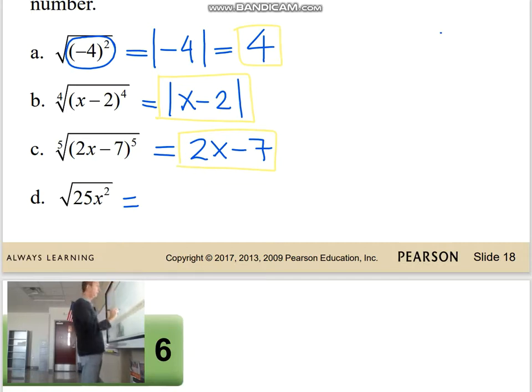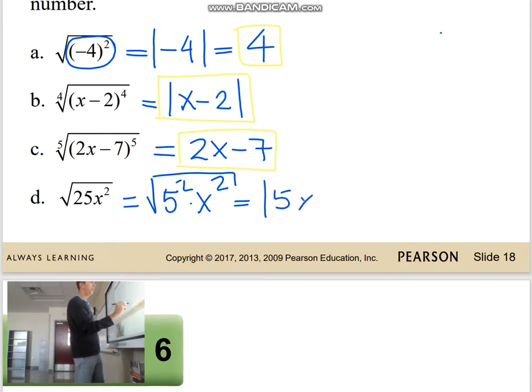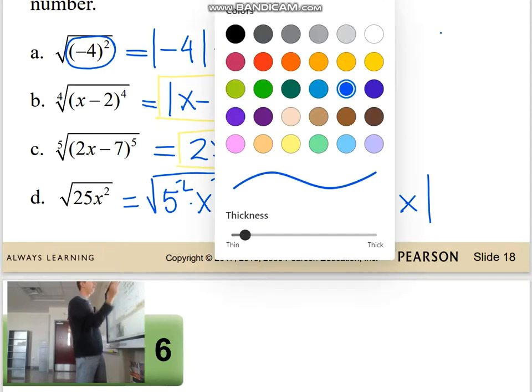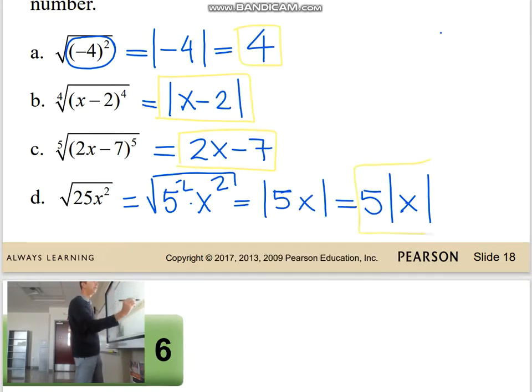25 is 5 squared, right? So this is 5 squared times x squared. And then this is the absolute value of 5 times x, but 5 is positive, so we can move this 5 outside the absolute value function. 5 times the absolute value of x, because for x we don't know if x is positive or negative, and this is the right answer.